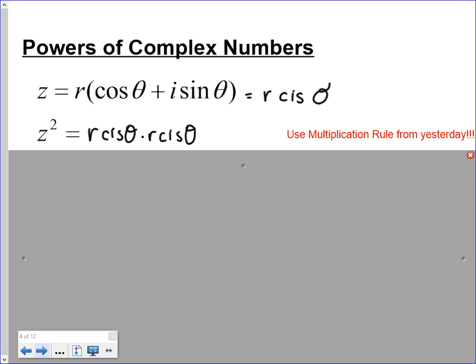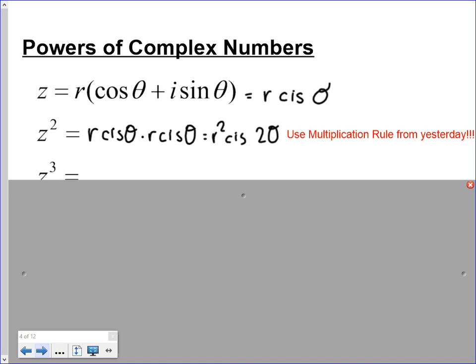And then use the multiplication rule that we looked at. Think about those rules from Friday. What do you do with the two moduli here? Multiply them. So what's r times r? r squared. And then what do you do with your two arguments? Add them. What's theta plus theta? 2 theta. So to square a complex number in trig form is going to be r squared cis 2 theta.